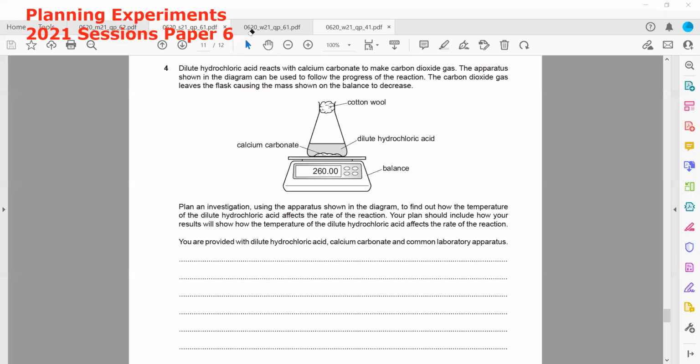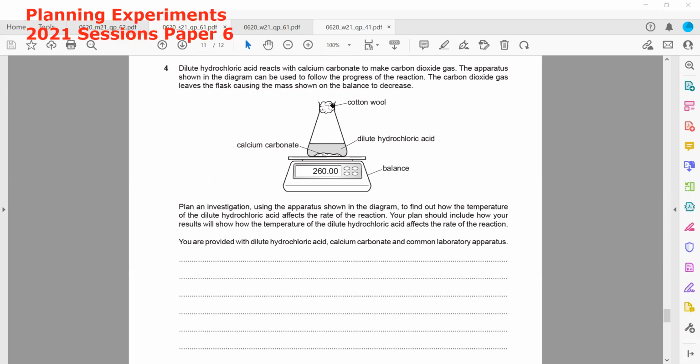The carbon dioxide leaves the flask, causing the mass to change, as you can see. And what is the purpose of this cotton wool? It does not let the contents in the flask escape. Only the gas can escape. The contents in the flask, even if we keep it open.